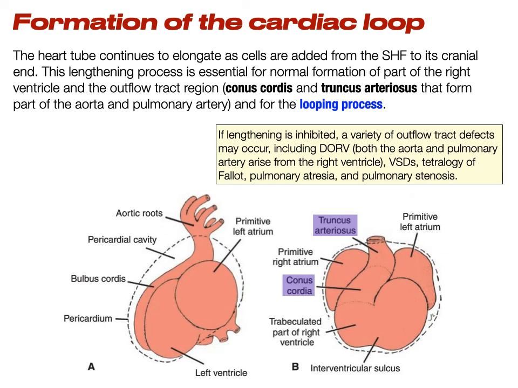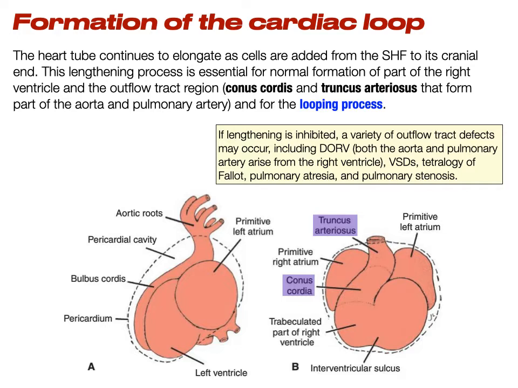Now, the tube continues to elongate inside the pericardium sac. Here, the greater growth of the tube in comparison with the pericardium forces the tube to initiate a looping process, which is essential to develop a normal heart.